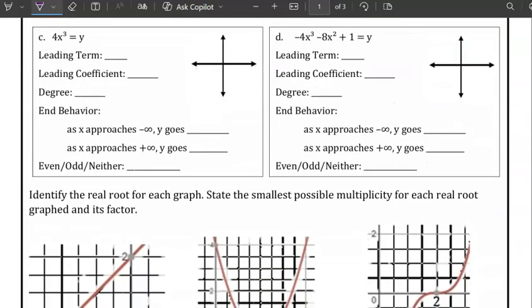C, 4x cubed equals y. Our leading term is the only term, 4x cubed. Our leading coefficient is 4, our degree is 3, it's cubic.